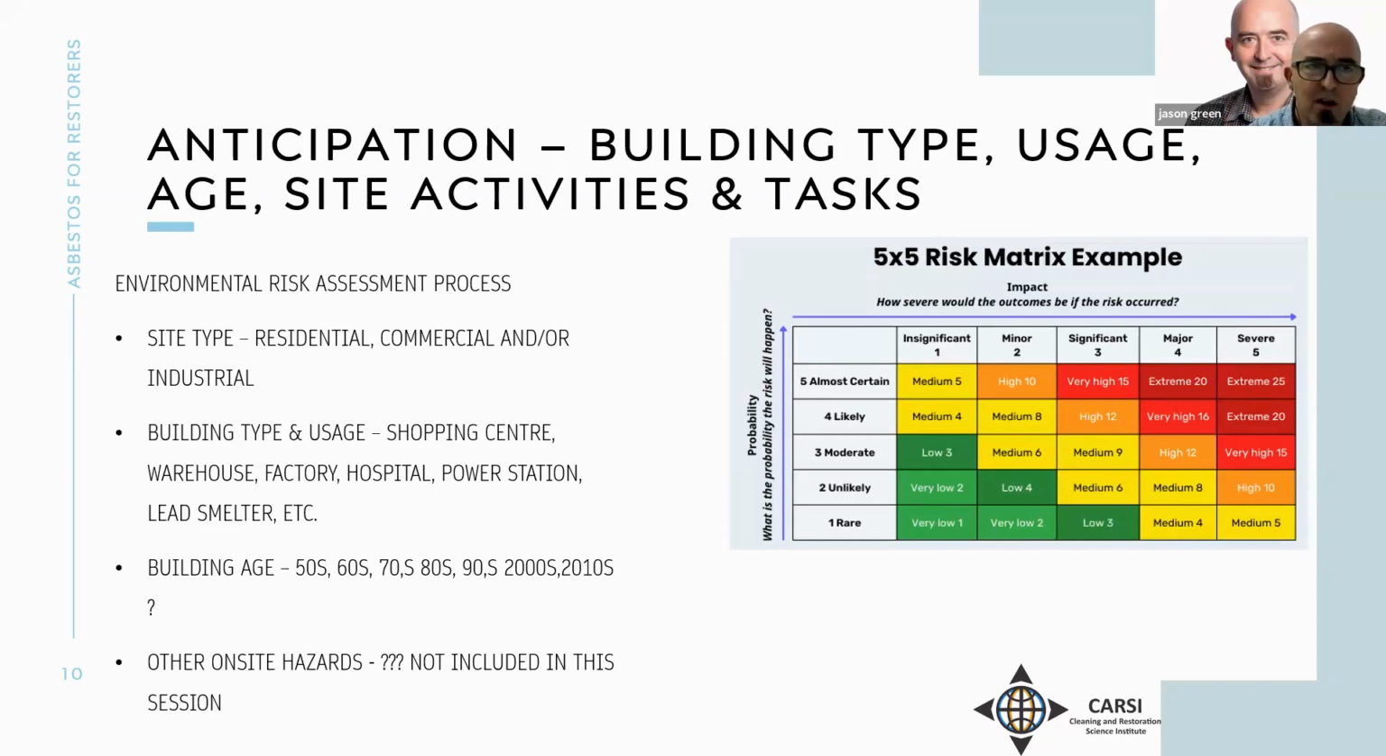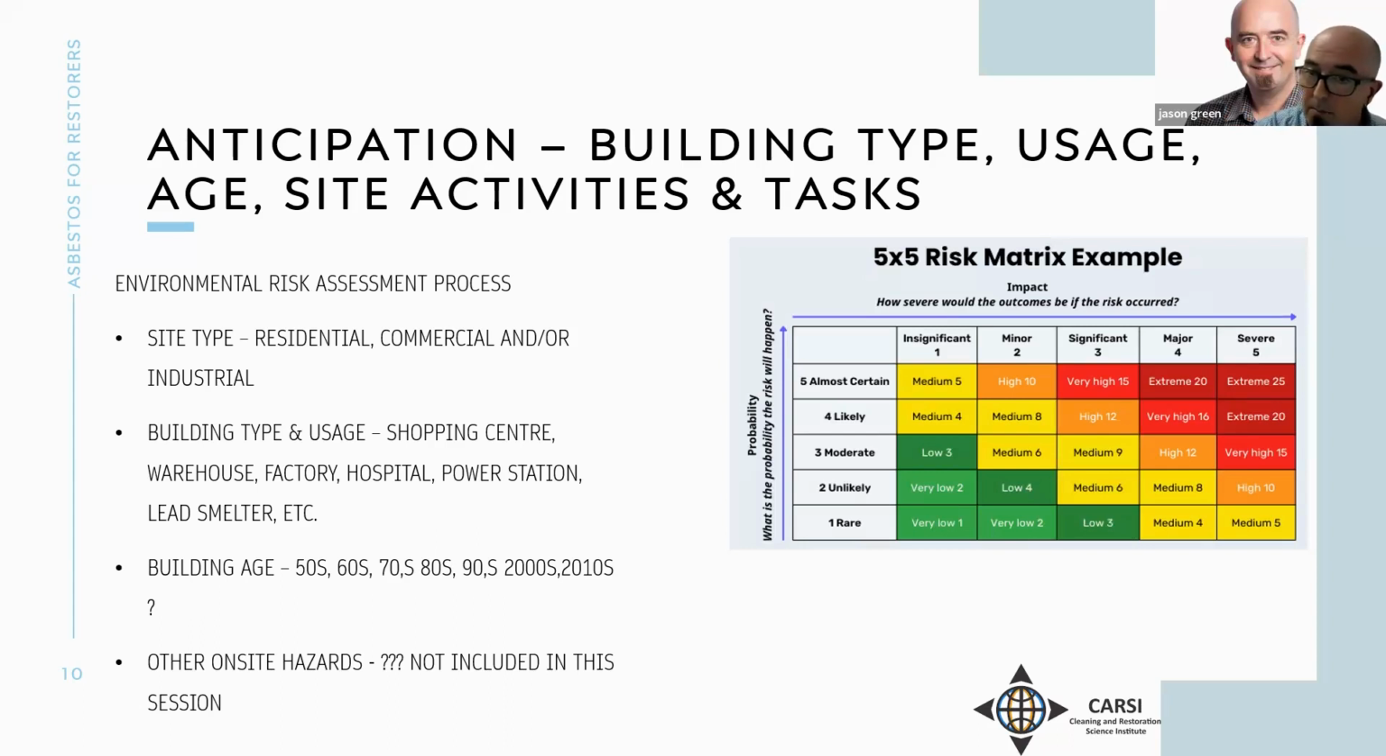So when we're looking at these sites, we really need to anticipate this risk. We need to have a look at the building type, the usage, the age, the site activities, and what tasks are going to be happening on these sites. We want to know whether it's a residential, commercial, or industrial site. These have really different risk types of materials. Residential sites generally have lower risk materials, moving up to industrial sites, particularly your older ones, which can definitely have friable materials on site.